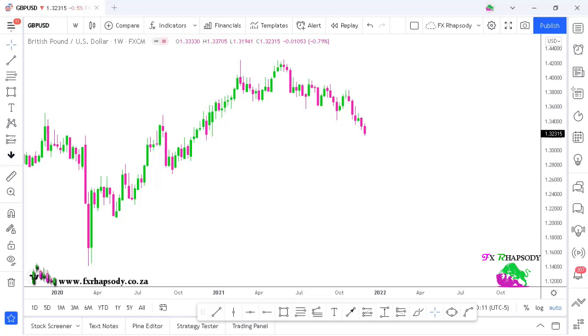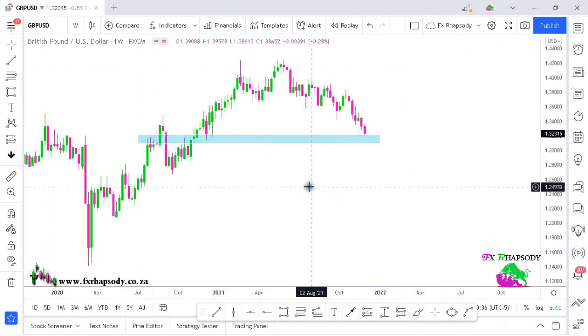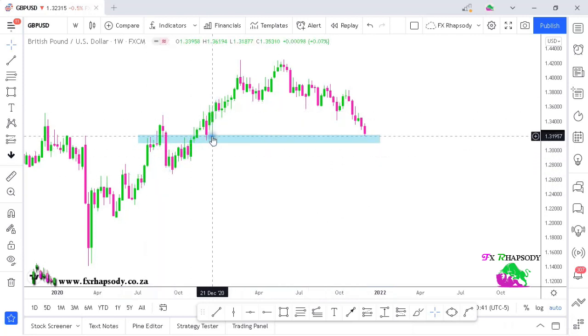So let's get to the charts. What we're going to do is look at the British pound US dollar. We're going to look at the weekly first. On the weekly time frame, we can see this area of support that is currently being tapped on the British pound dollar. You can see that this area was broken, came back, supported it, and now it's testing it for a second time.